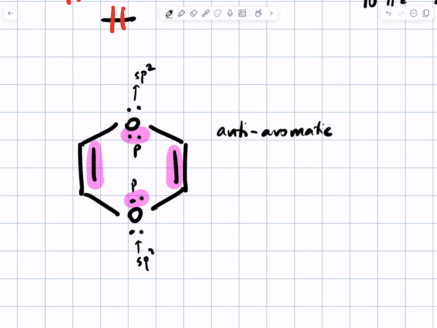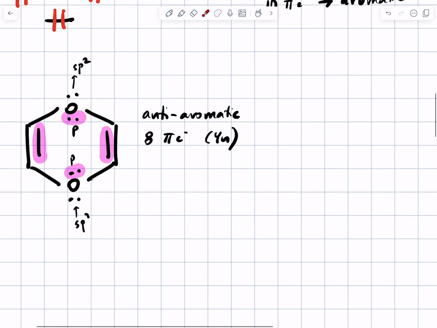It's anti because of the 4n rule. Yeah, you have 8 pi electrons, that's the 4n rule. Okay. Now, here's a nuance that I told you last time to put an asterisk in your mind by the phrase anti-aromatic. I want to illustrate something that tends to happen with molecules that are anti-aromatic. We'll figure out how to deal with it, and I'll tell you exactly what I want you to be able to do. And that is to look at something like this and predict that it would be anti-aromatic.